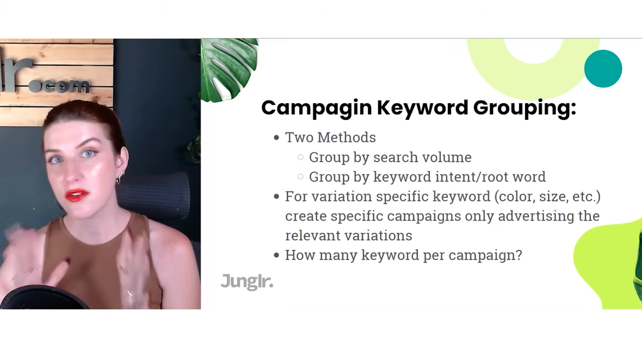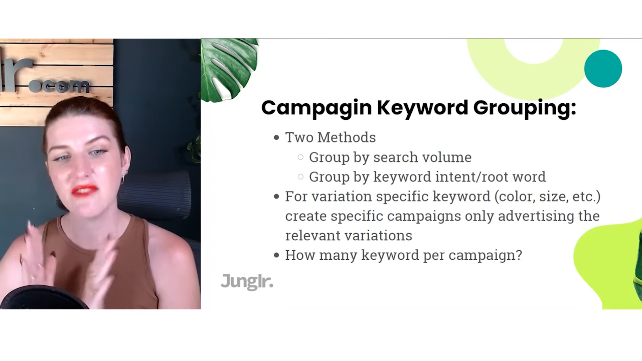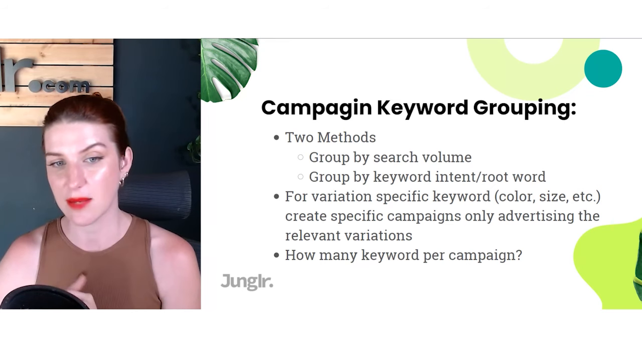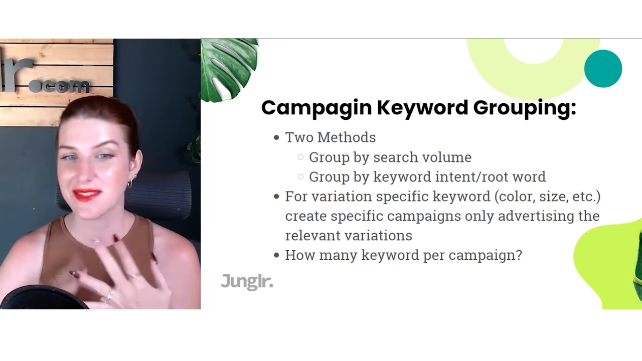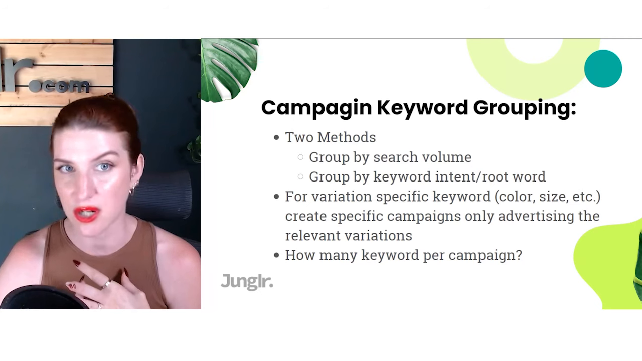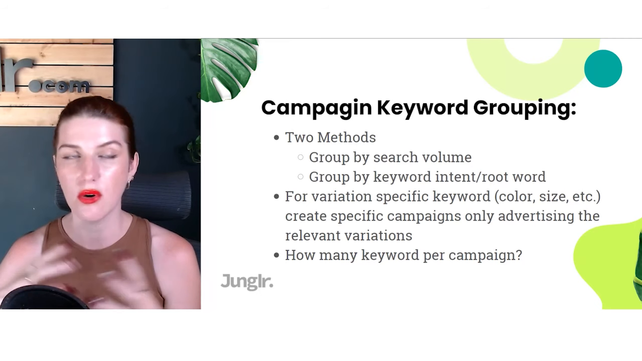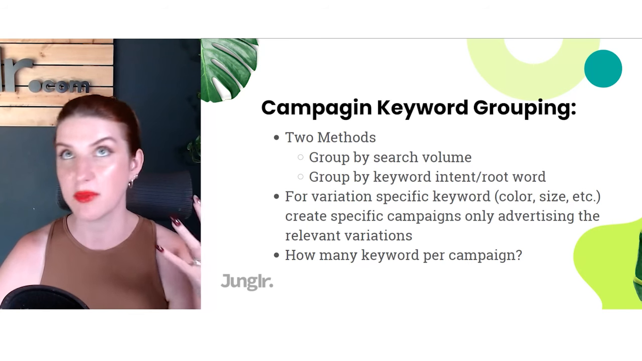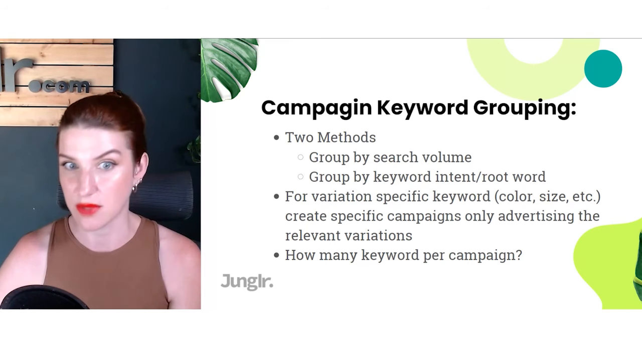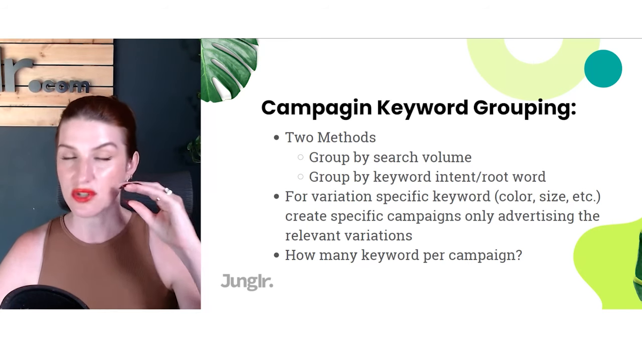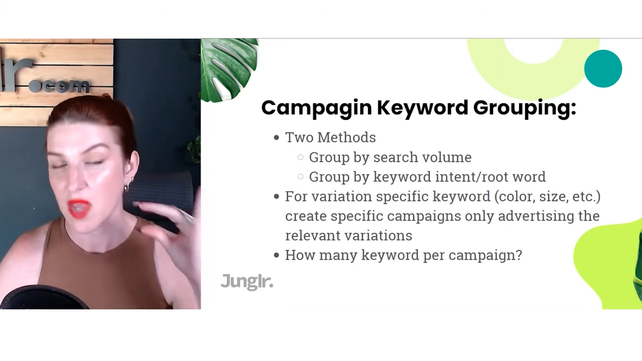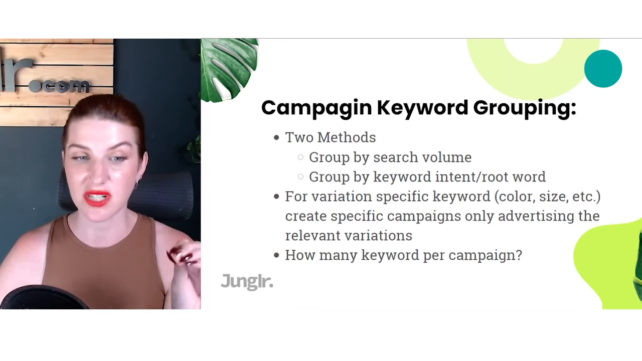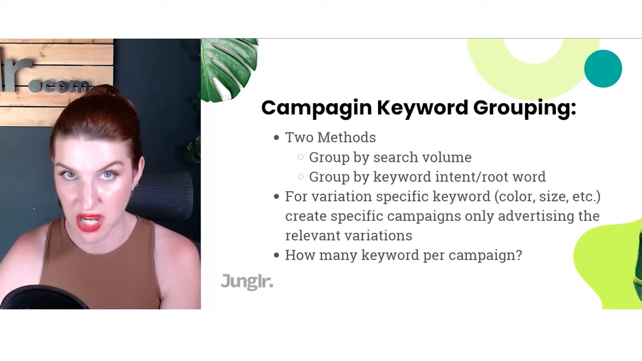The other way that I would go about this is for any variation specific keywords. A classic example of this would be color, size, pattern, anything that's very specific. In this case, we had the different colors of tumbler, right? If I found a bunch of keywords that have, say, black tumbler in it, I would make sure to create a specific campaign for those variation specific keywords, and I would only advertise the relevant variations.